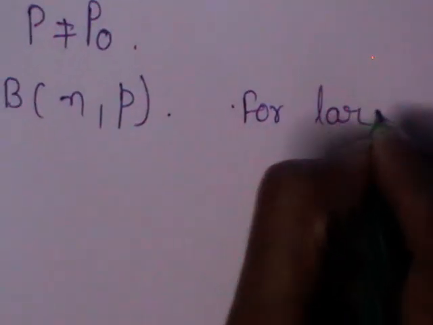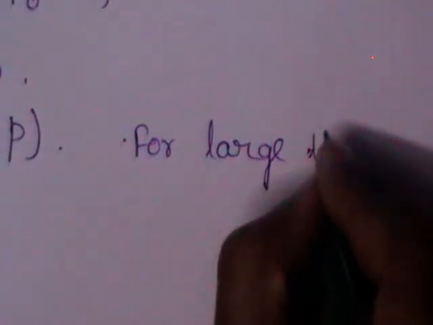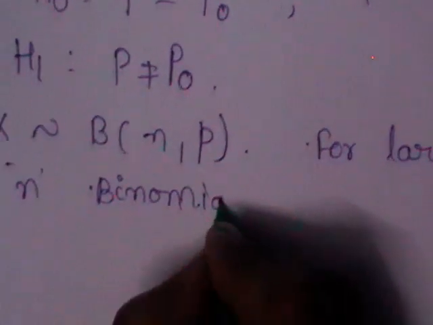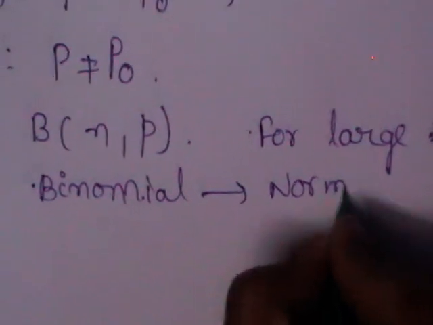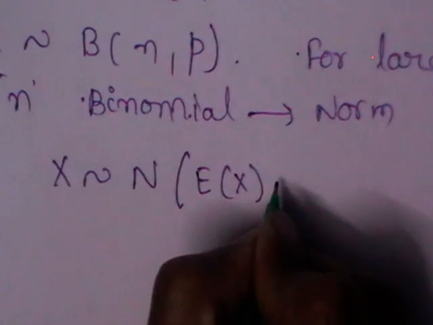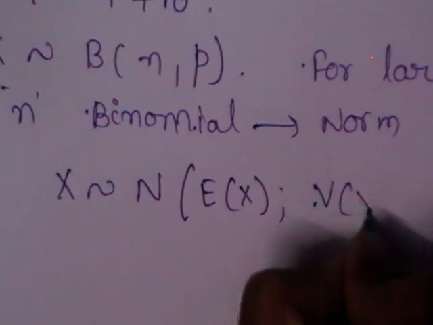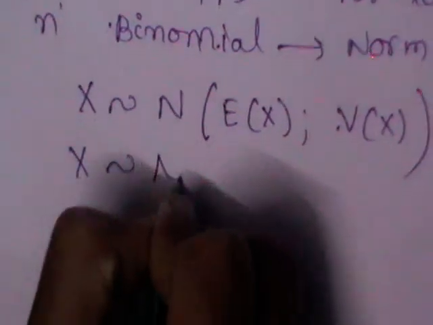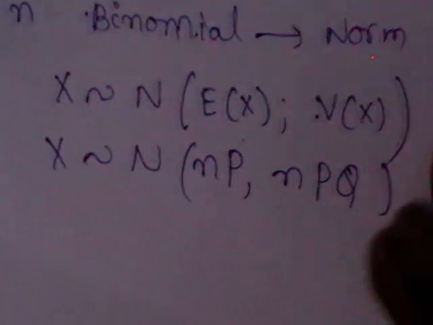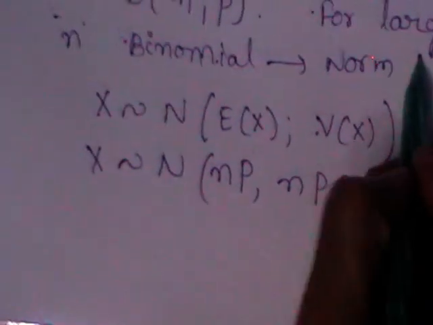We know that for large values of n, for any distribution, and here moreover binomial, the binomial distribution turns to normal distribution. Binomial approaches normal distribution, that is X follows normal distribution with mean expectation of X, that is mu, comma variance V of X. What is E of X here? E of X here is nothing but NP, capital P, and variance NPQ. So by using the central limit theorem, we can define a test statistic for large sample test.